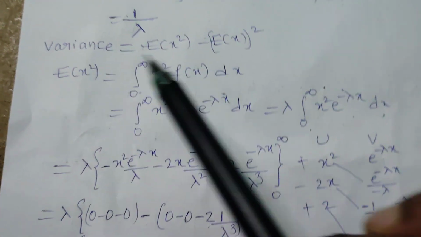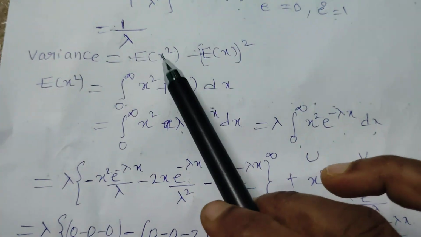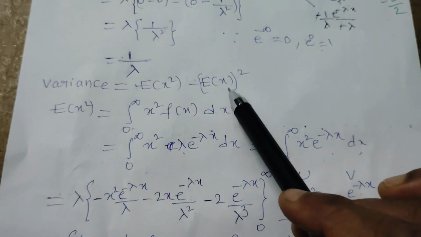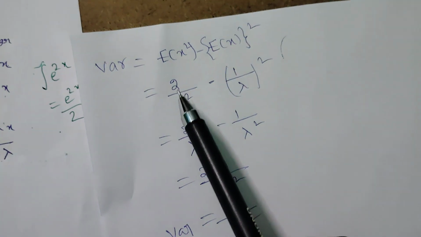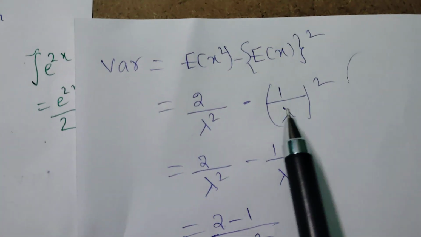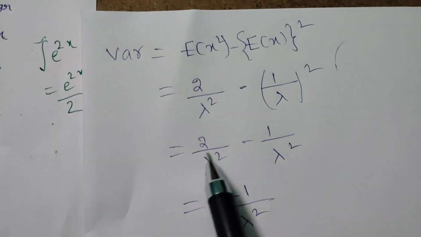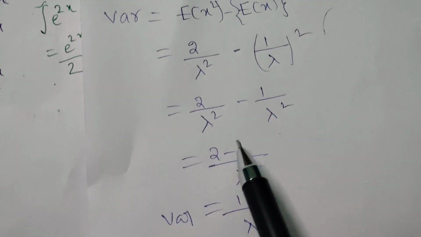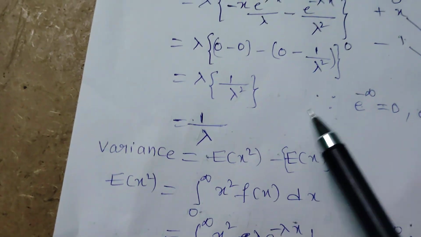But our question is what? We need to find variance. Variance formula is e of x square minus e of x whole square. We got e of x square value 2 by lambda square. Substitute here. Again e of x value we got 1 by lambda. Substitute both the values here. So e of x square value is 2 by lambda square minus e of x value, that means mean value we got 1 by lambda. Okay, 2 by lambda square minus 1 by lambda square, denominator same, 2 minus 1, 1 by lambda square. So variance we got 1 by lambda square and mean we got 1 by lambda.